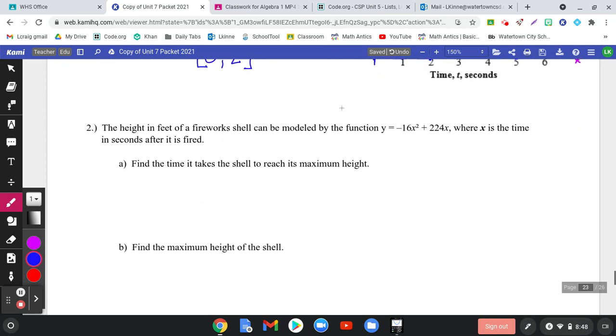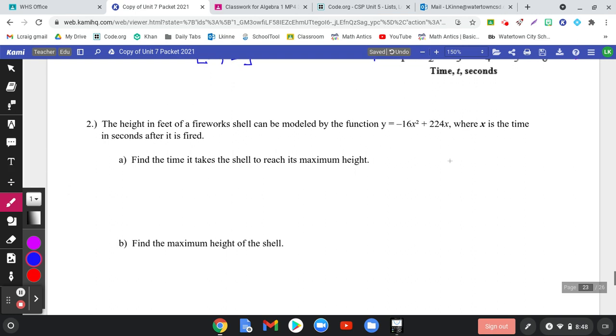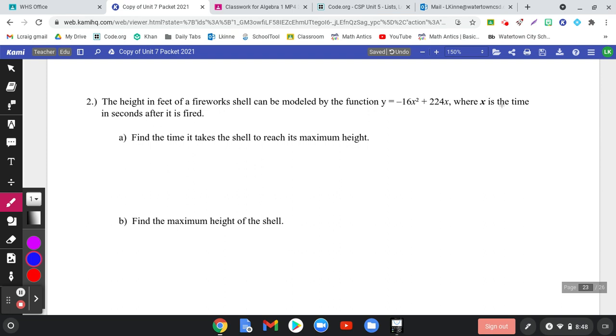All right, let's try another one. The height in feet of a fireworks shell can be modeled by the function where x is the time in seconds after it's fired. All right, I don't see a y-intercept. So that means it's a 0. That means that, if you were to sketch this, the y-intercept would be 0. So it started on the ground, right? Which makes sense. You light the firework from the ground, it's going to go up, and then it's going to come back down. Not the best parabola, I know, but that's okay.